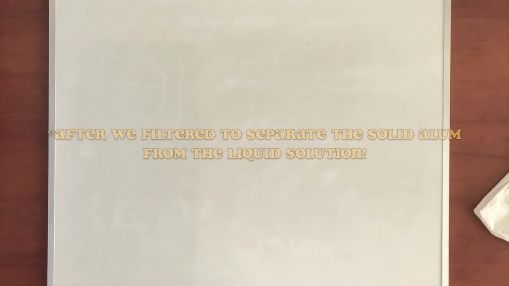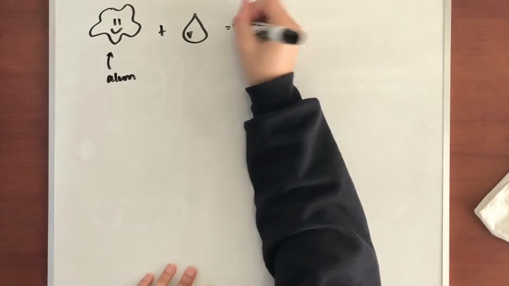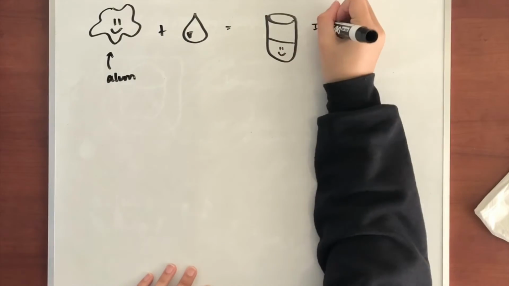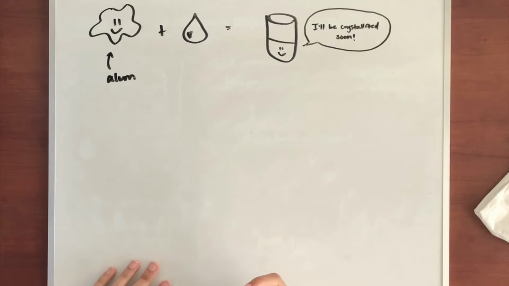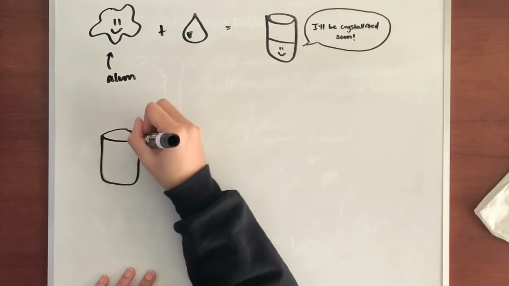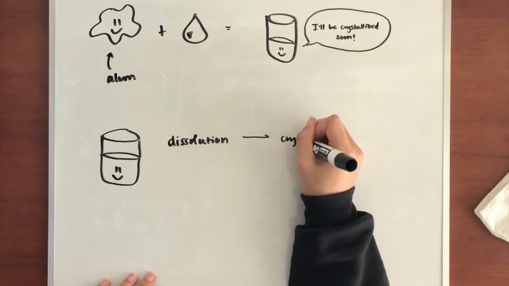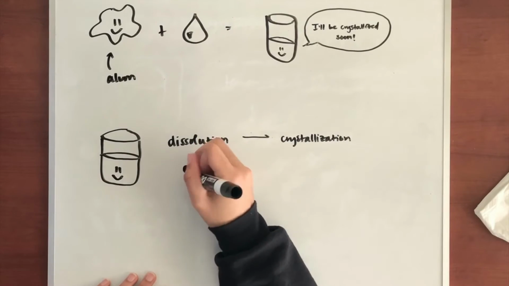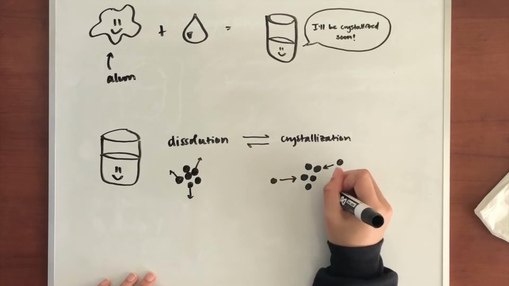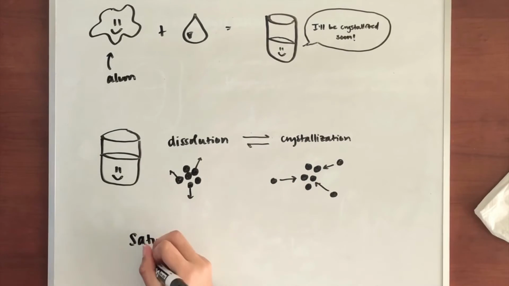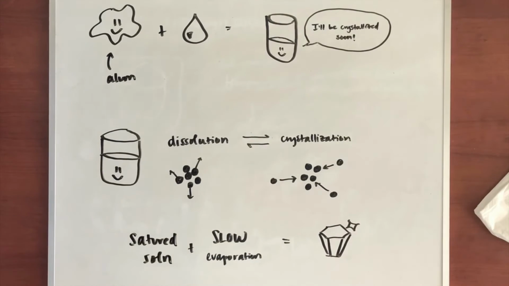Finally, we calculated the correct amount of alum we would need to make a saturated solution. In other words, a solution that contains as much dissolved solute as it can at the given temperature. In the saturated solution, the process of dissolution, where the crystal is dissolving, is at equilibrium with the process of crystallization, where the crystal is growing. We want the crystals to grow, so in order to do that, we have very slow evaporation of the solvent. Over time, this will increase the rate of growth relative to the rate of dissolution as the solvent disappears.